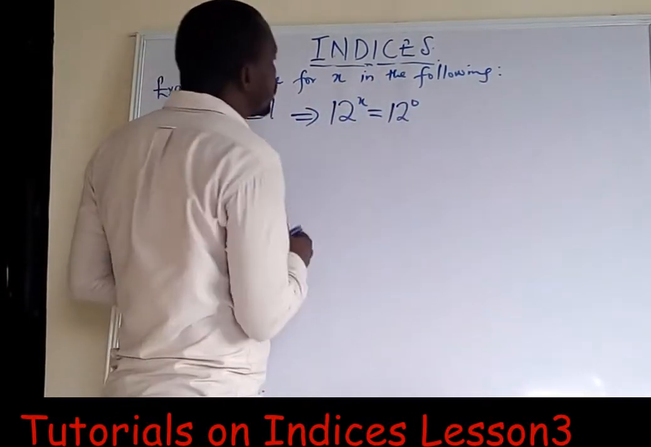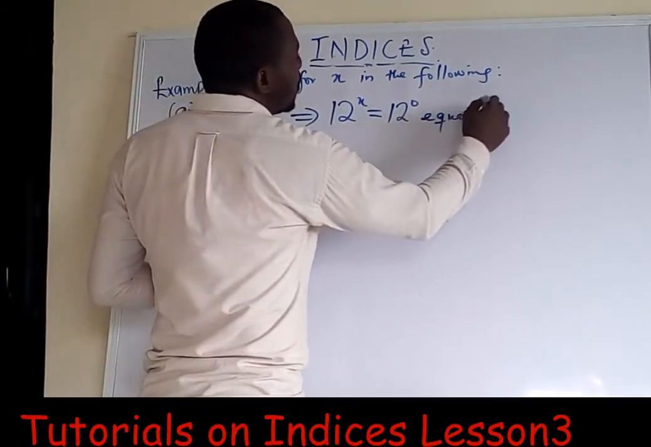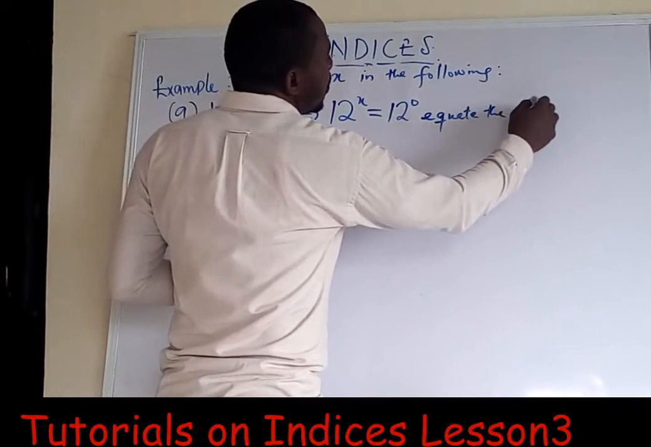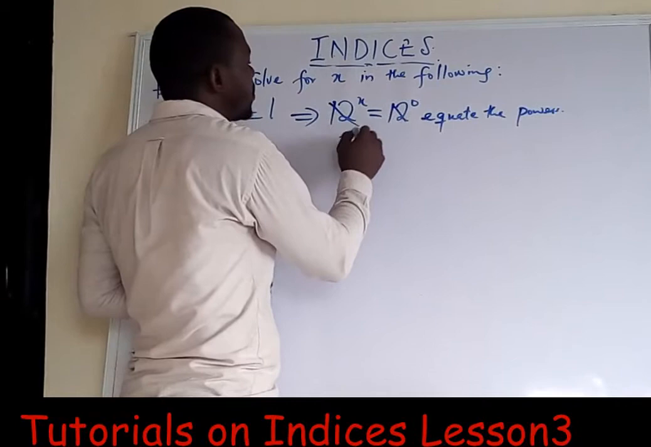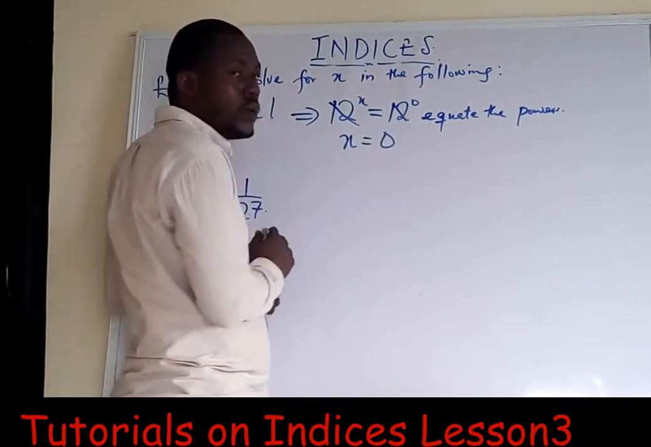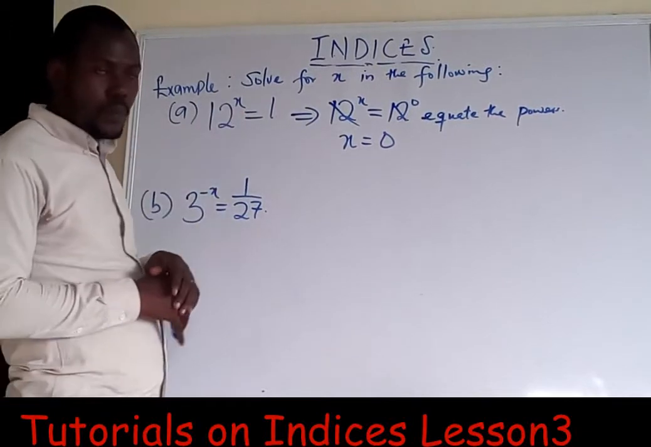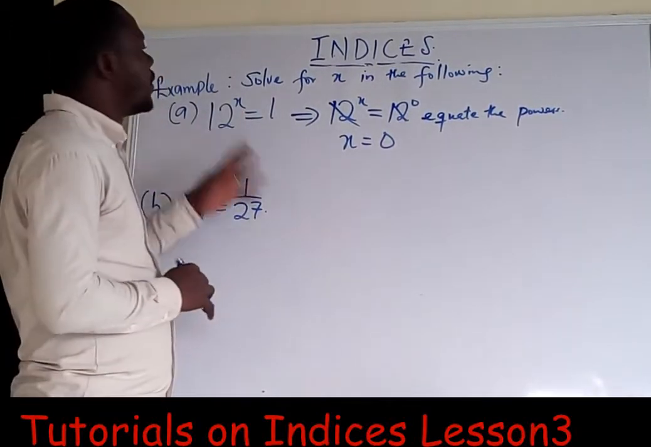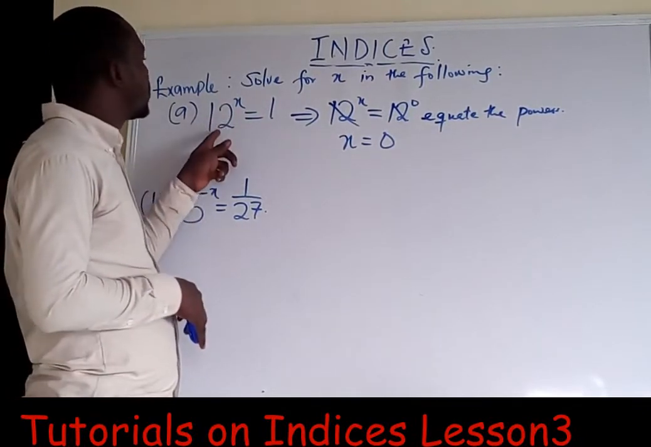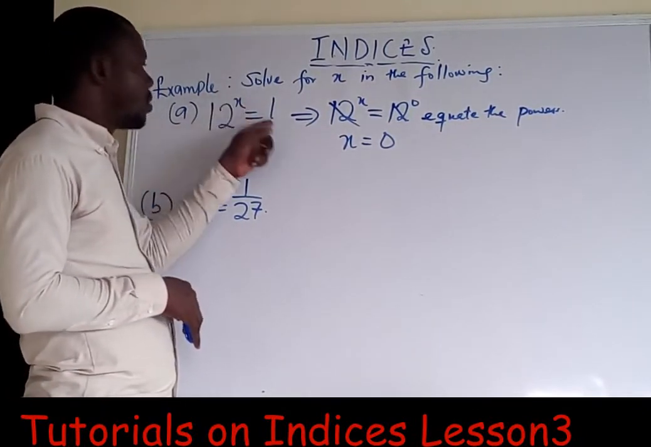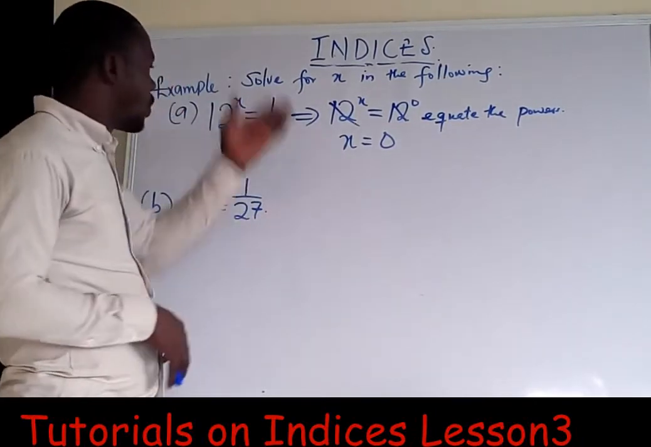So what am I going to do now? I'll just try to equate the powers. So at this and at this one, we have x equals 0. So the value of x that makes this equation okay is when x is equal to 0. So that means when x is equal to 0, we put 0 here. 12 raised to the power 0 must be equal to 1. And that's the value of x for that first question.